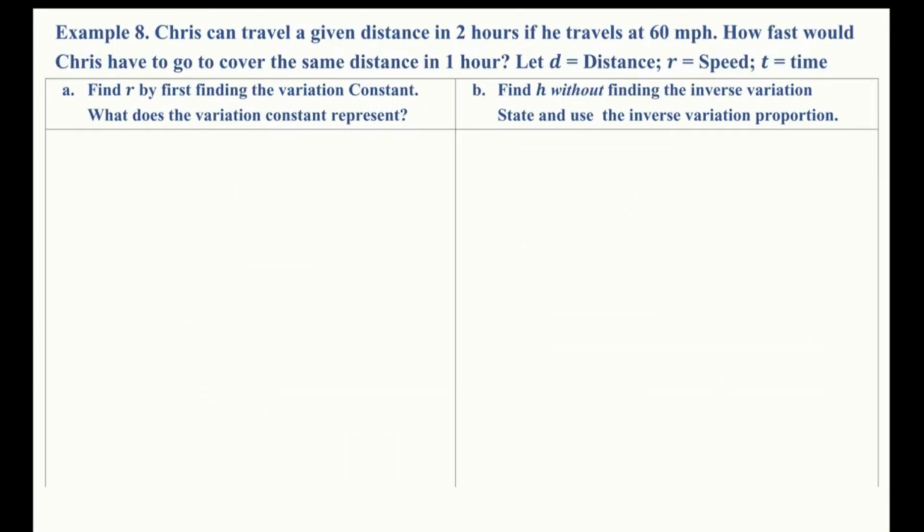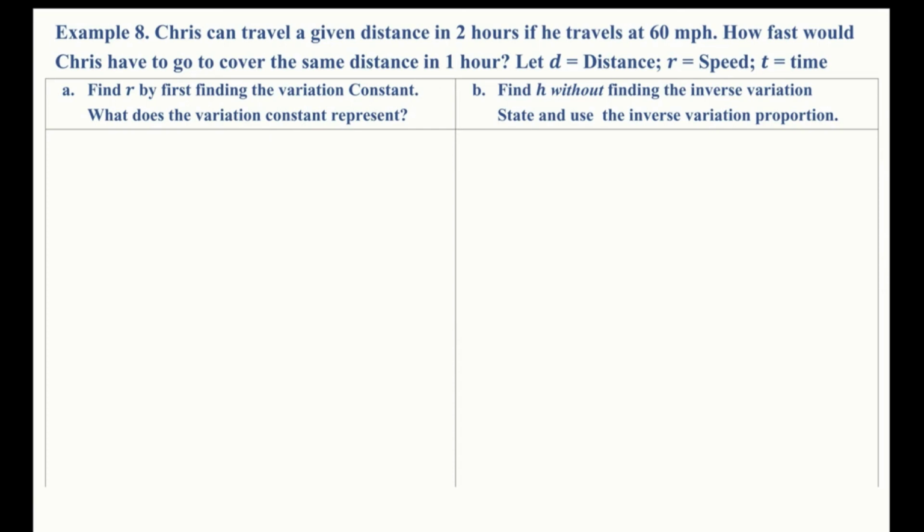So here's another application problem that is related to variation. Chris can travel a given distance in 2 hours if he travels at 60 miles per hour. How fast would Chris have to go to cover the same distance in 1 hour? Now we're letting D stand for distance, R for speed, and T for time.